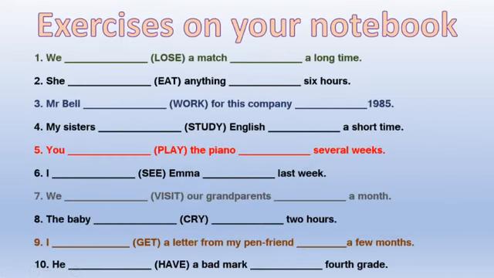Now, the idea is you have to write these exercises. They are 10 sentences, and you have to complete the first lines. You have to add the auxiliary have or has, depending on the subject, plus the verb in brackets in past participle: lose, eat, work, study, play, see, visit, cry, get, have. And on the second lines you have to write for or since. If you have a period of time, for. If you have a date, since.